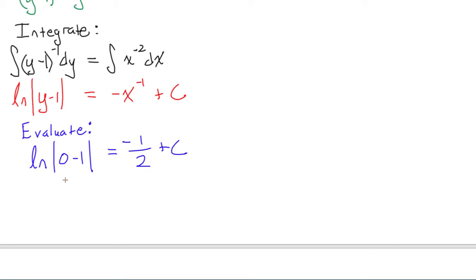What is the natural log of 1? 0. Yeah. What is the natural log of e? 1. Yeah. Those two you need to have memorized. So 0 is equal to negative 1/2 plus c. Oh god, I thought it was 2000. My music was full blast. Which means c is equal to 1/2. Cool. All right, so that was the evaluate.